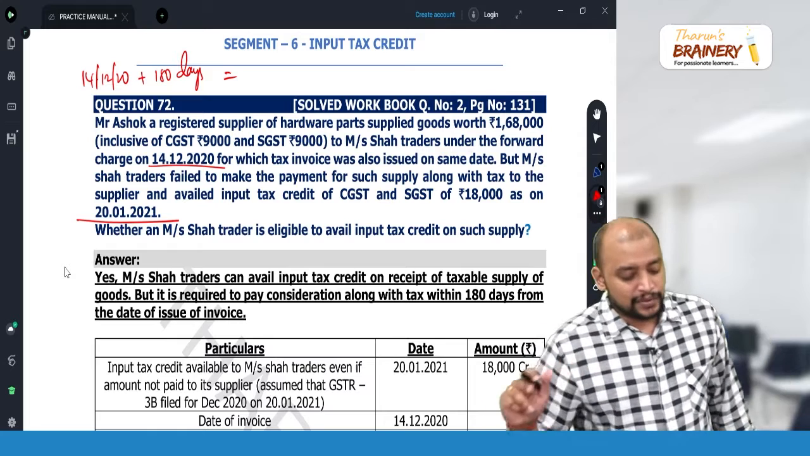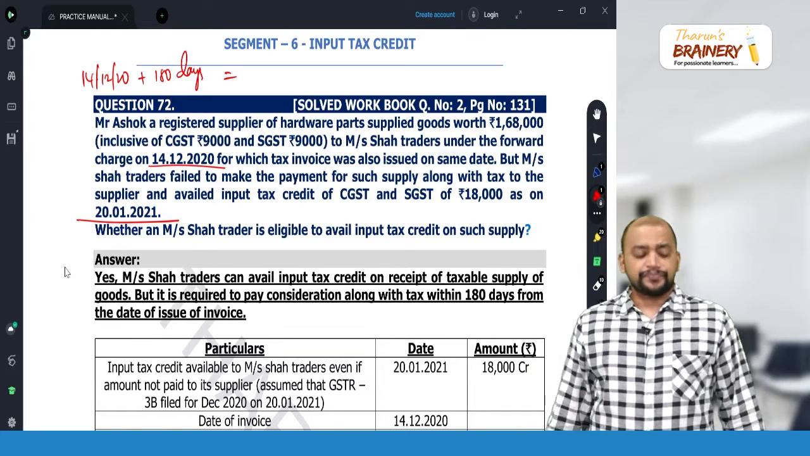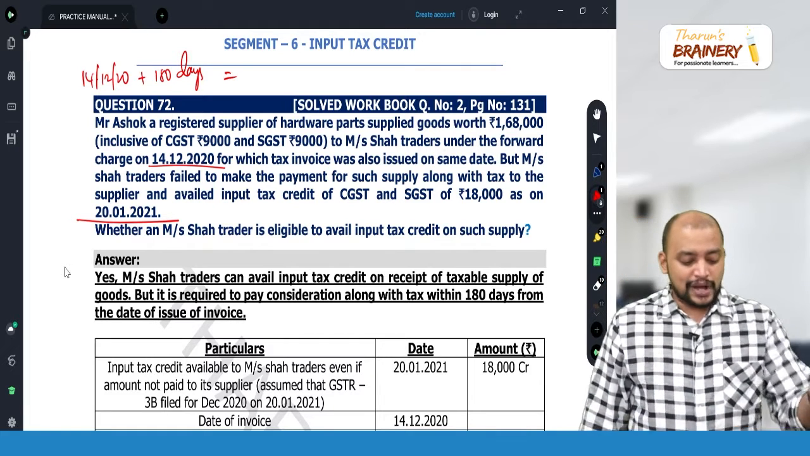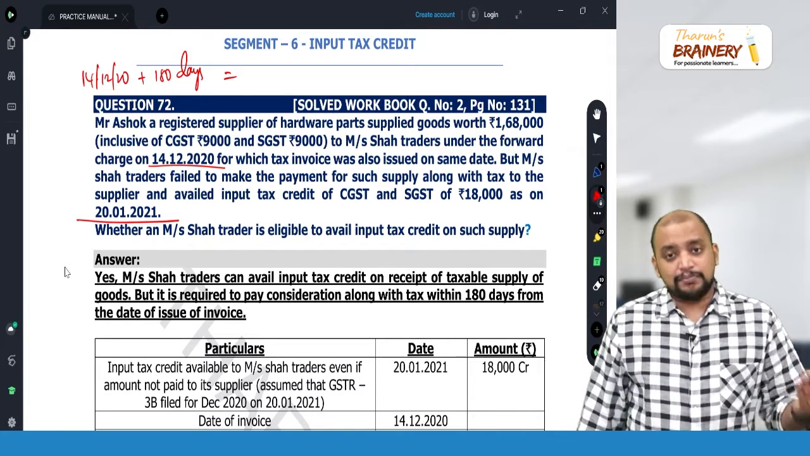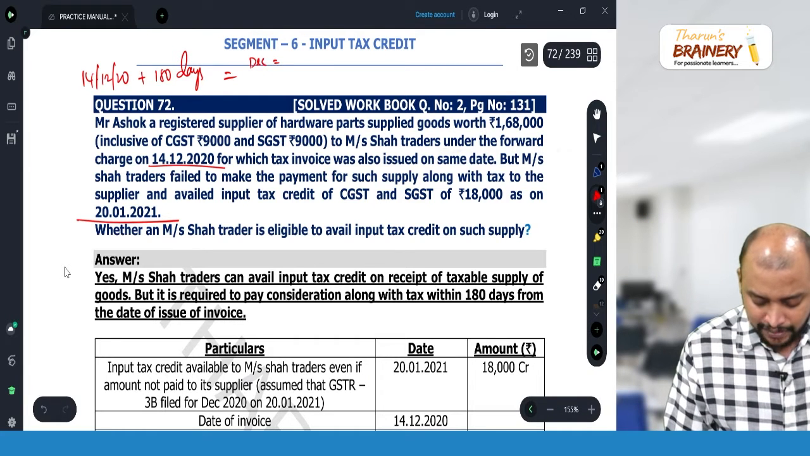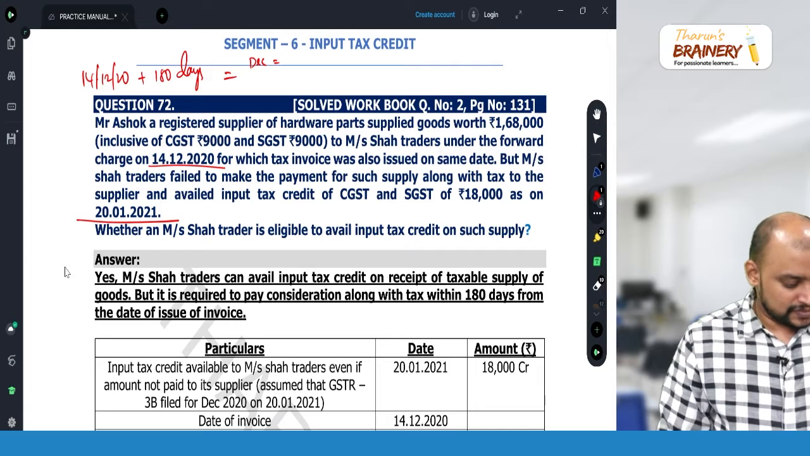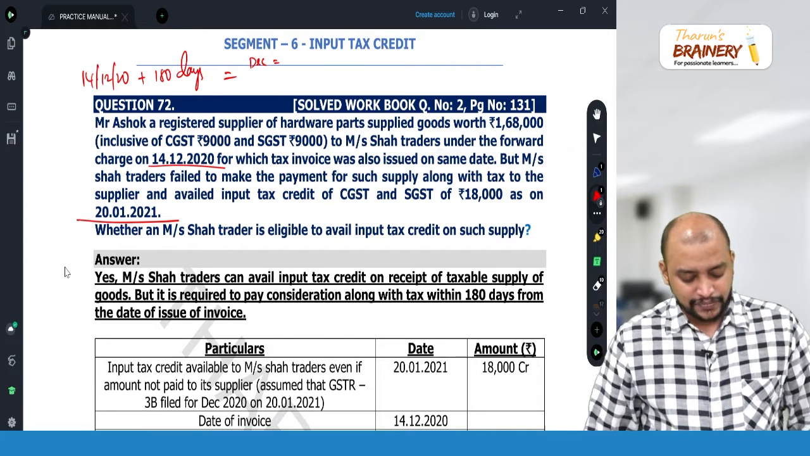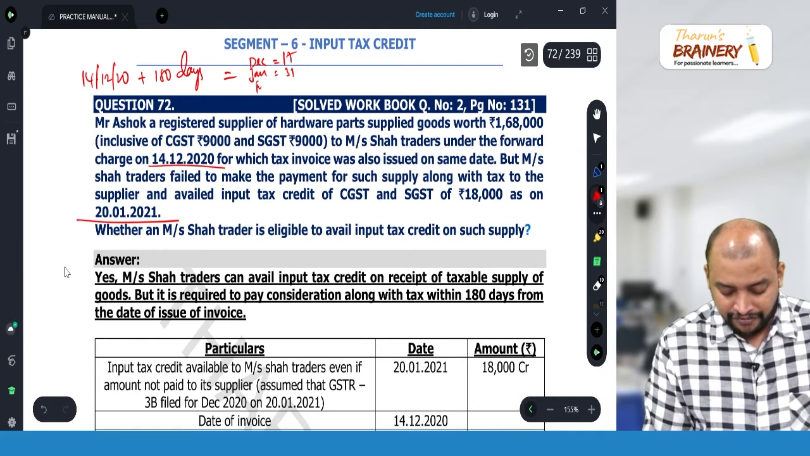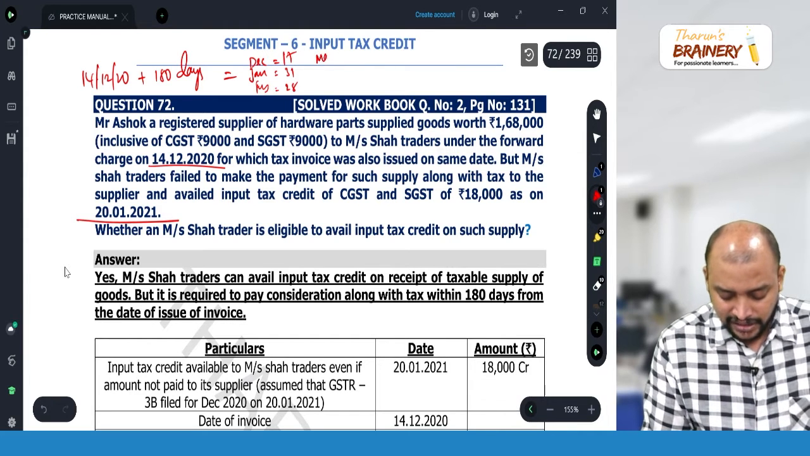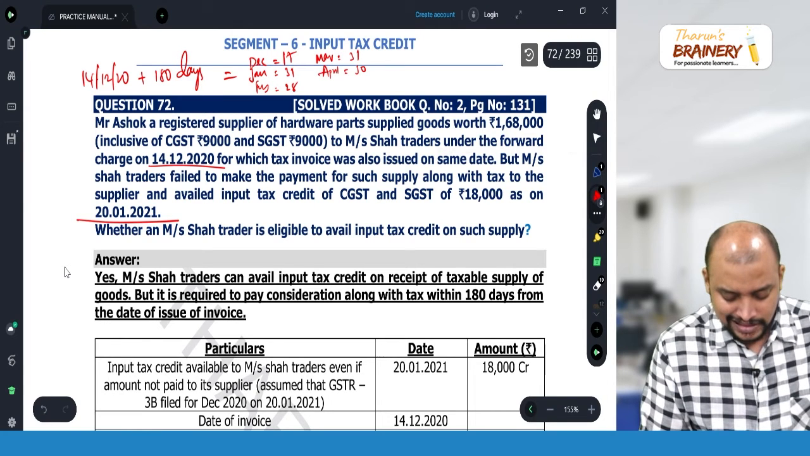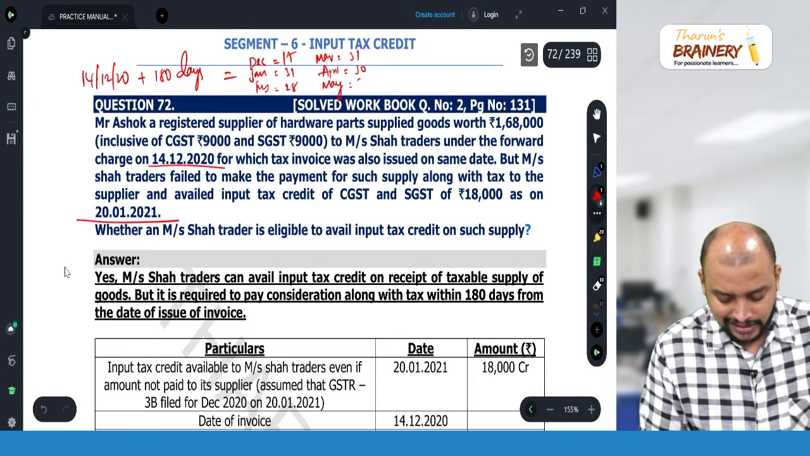So in December, 31 minus 14, that is 17 days. Then you add January, February, March like that. In the month of Jan, 31 days. In the month of Feb, 28 days. In the month of March, 31 days. In the month of April, 30 days. In the month of May, 31 days.